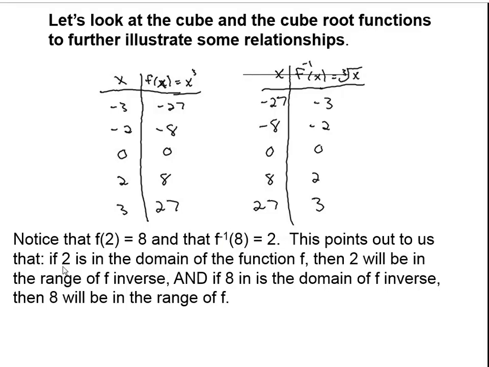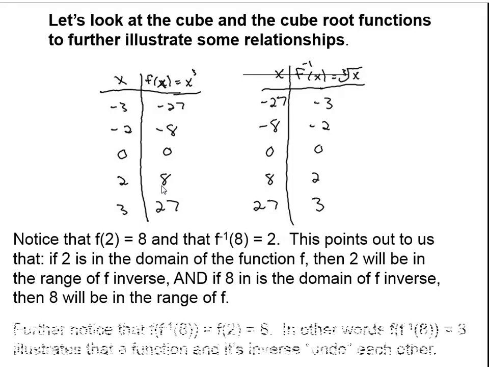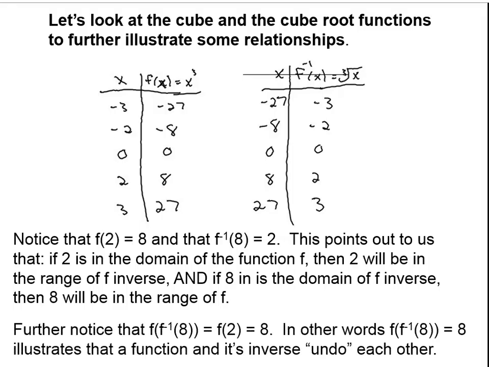So again, this is just pointing out to us that if 2 is in the domain of the function, then 2 will be in the range of its inverse. And vice versa. 8 was in the domain of the inverse. That's because it was the range of the function. So again, 2 is in the domain of the function. 2 is in the range of the inverse. 8 was in the domain of the inverse. That's because 8 was in the range of the function. And we could also write that in this fashion.